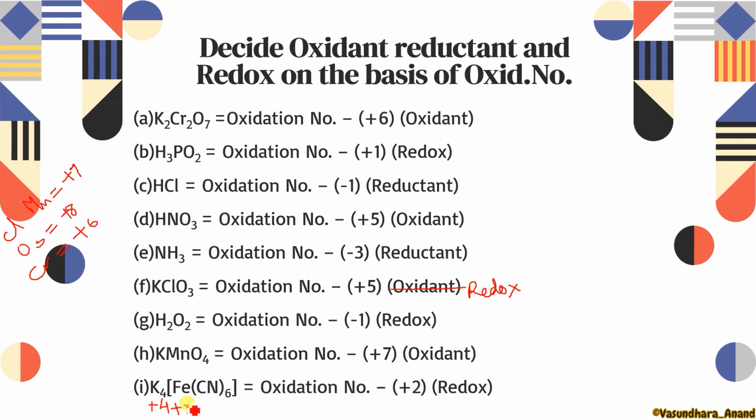So for 6CN, it will be -6. If you equate it with 0, you will get x equal to +2, and +2 is in between the minimum, that is 0, and the maximum, +3. So it will act as a redox. That means the same compound can undergo oxidation as well as reduction depending upon the reaction, depending upon the other reagent. I will tell you how it will work.